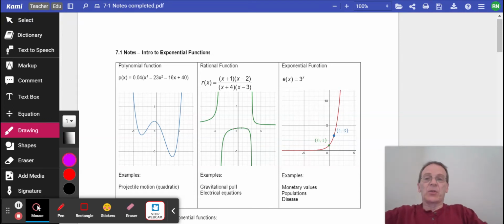Hey, everybody, here's your notes for 7.1. This is an introduction to exponential functions.